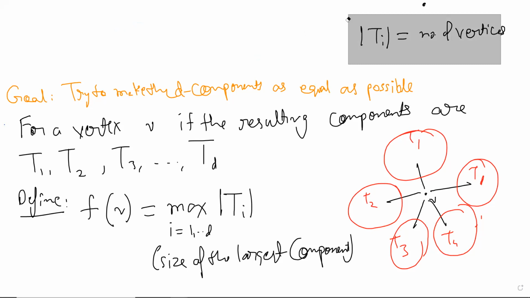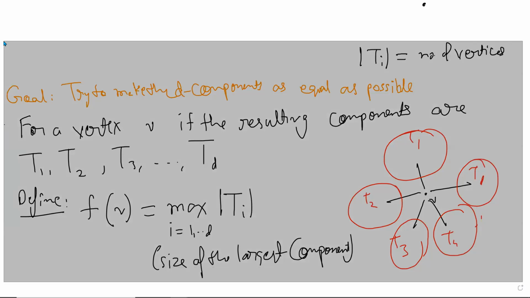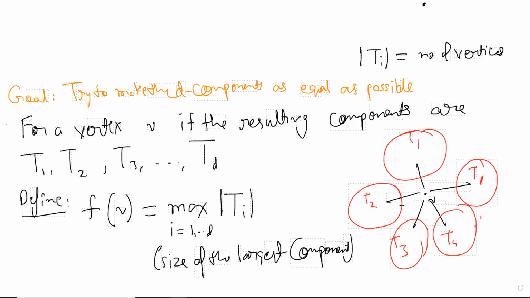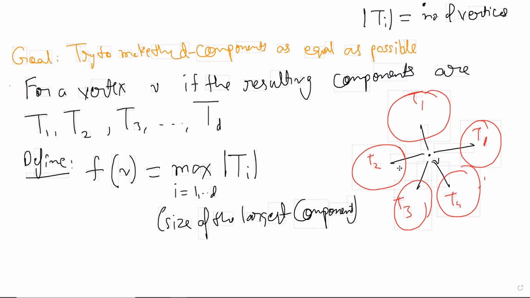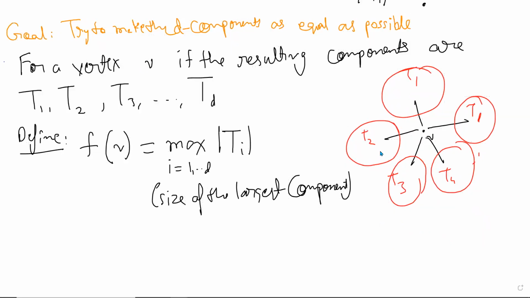why am I interested in FV, and what does FV have to do with balancedness? So this should tend to n minus 1 by d. If it is closer to n minus 1 by d, then it is better. That kind of makes sense. But we cannot expect that all the time.